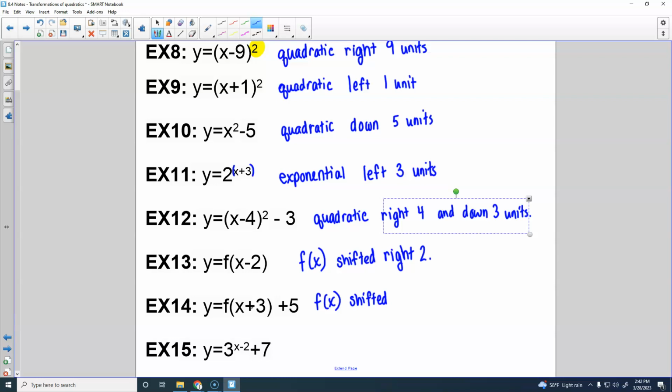On the inside, it's going to move it left or right, and it goes in the opposite direction of what you have. So for 3, since we've got positive 3, it's going to go left, which is the negative direction, 3. So on the inside of the parentheses, you're going to go opposite of what you have. And then on the outside of the parentheses, any numbers added or subtracted on the outside are going to shift up or down, and they go the direction you think they should go. So up 5. So whatever f of x looks like, it would shift left 3 and up 5.